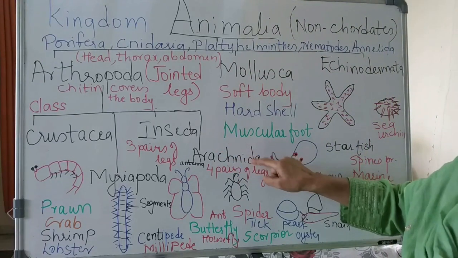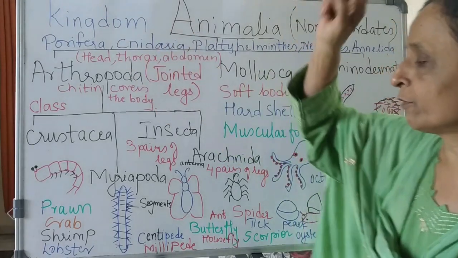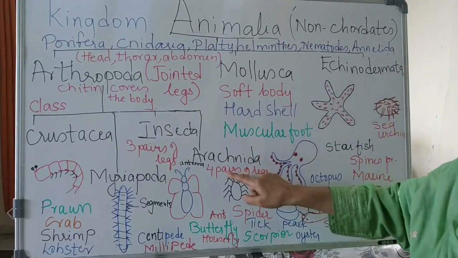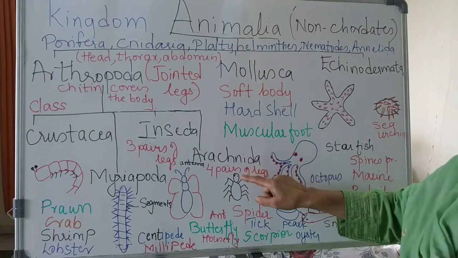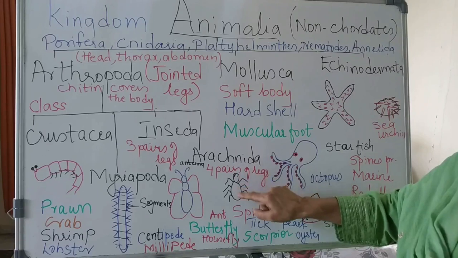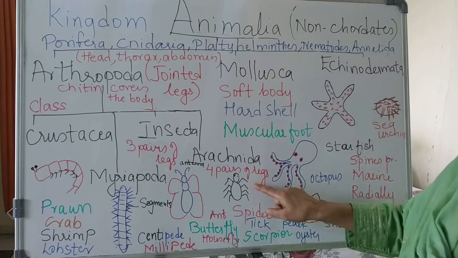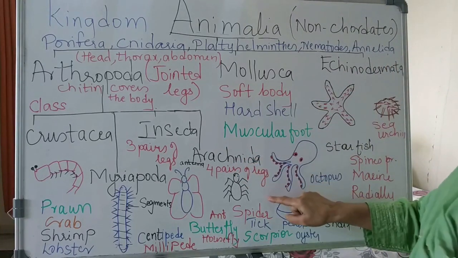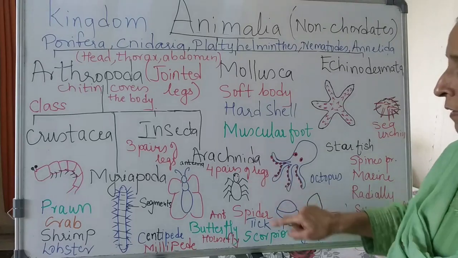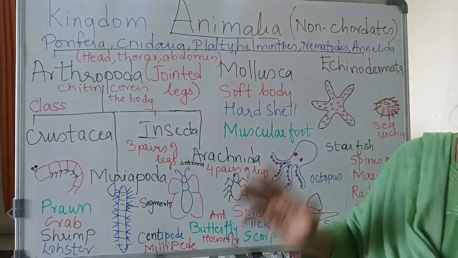Next class is Arachnida. Arachnida is a class included in the phylum Arthropoda. In Arachnida, four pairs of legs are present. It has only head and abdomen, and four pairs of legs are present in Arachnida. Examples: spider, tick, scorpion. All these are examples of Arachnida.